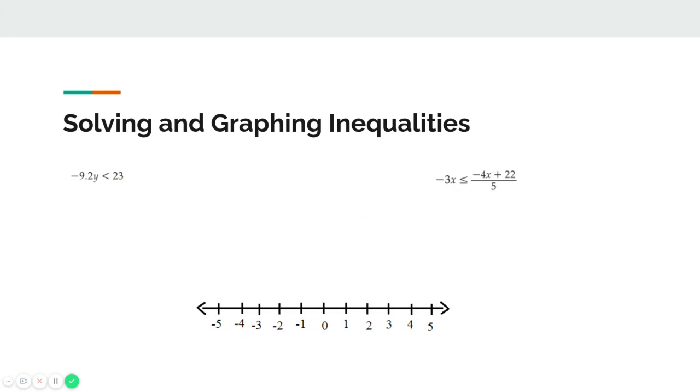Okay, let's see how you did here. The first example here was pretty similar to the first example on the last slide. I will get rid of the negative 9.2 by dividing both sides by negative 9.2. I'll apply my flip-flop rule by flipping the less than to a greater than, and I'll have y is greater than negative 2.5. Looks like I'll have an open dot at negative 2.5, and I will shade everything to the right since it is greater than.